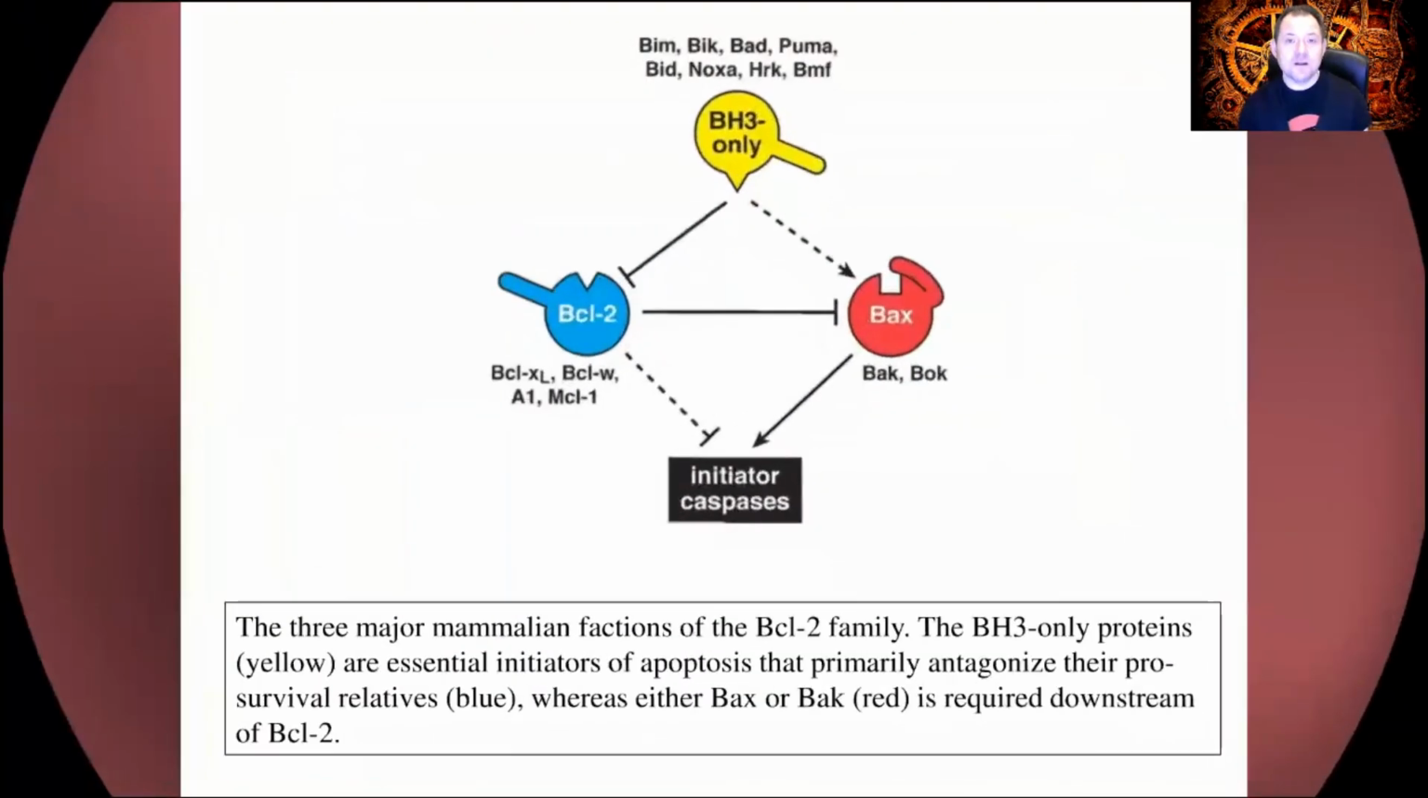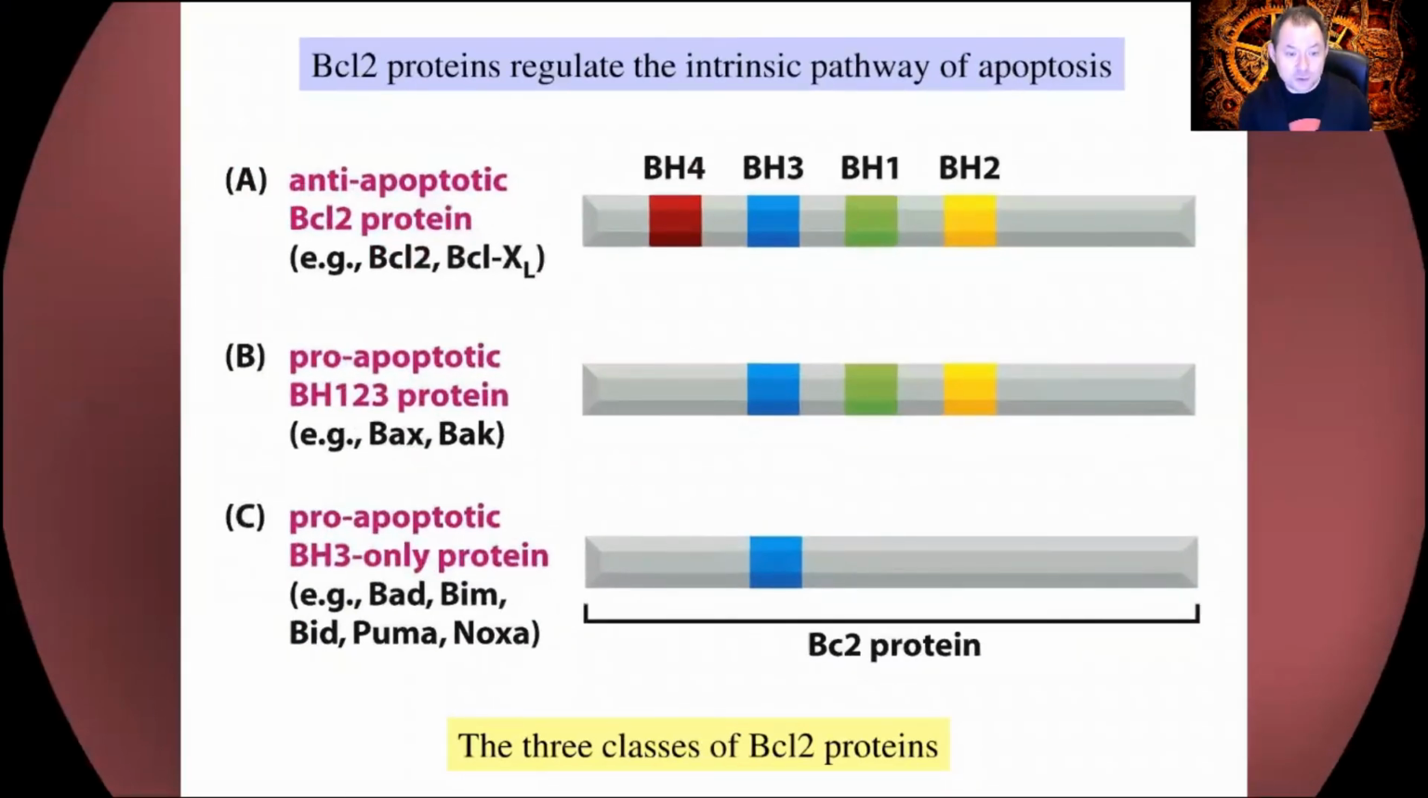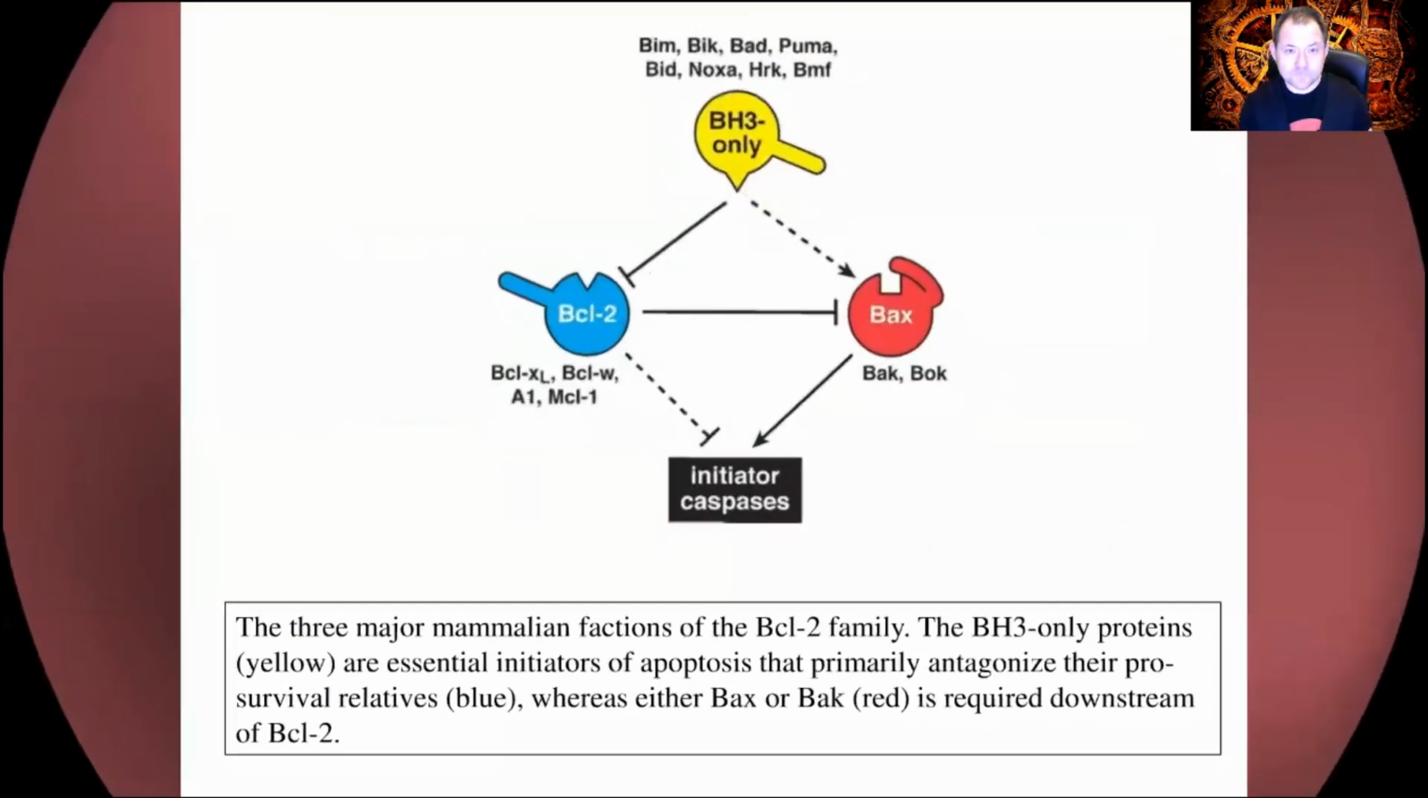So how does this work? Well, in a normal cell, a cell is in a kind of homeostatic balance. There are proteins saying grow, divide, and there are other proteins saying stop growing, repair, maybe even go into apoptosis and die. And they're in a sort of balance in a typical cell. Now, first of all, we have those BH3-only proteins. These are BAD, BIM, BID, PUMA, and NOXA.